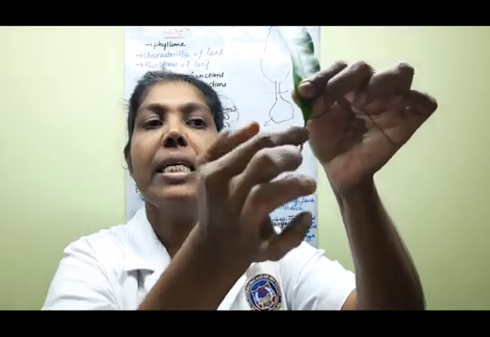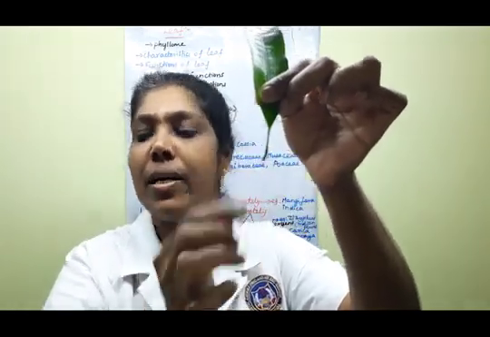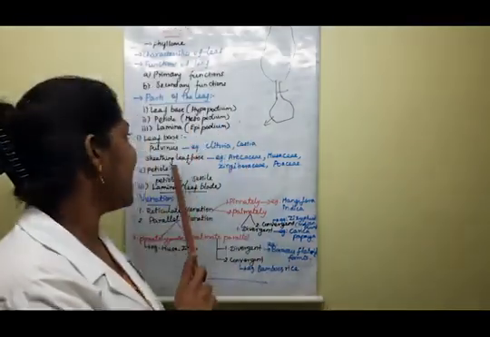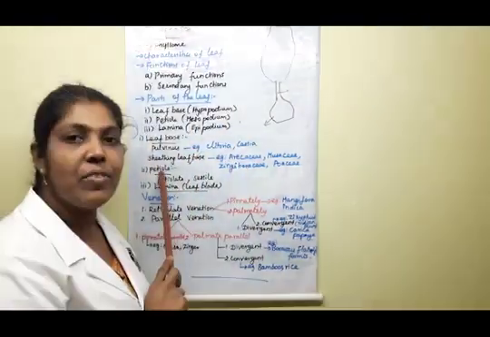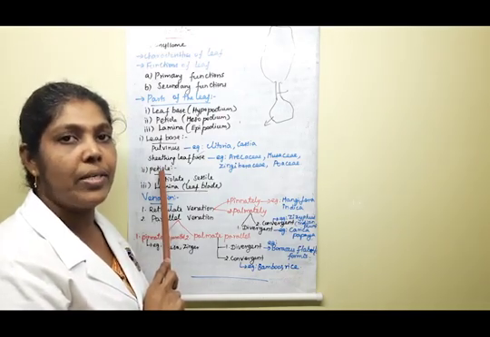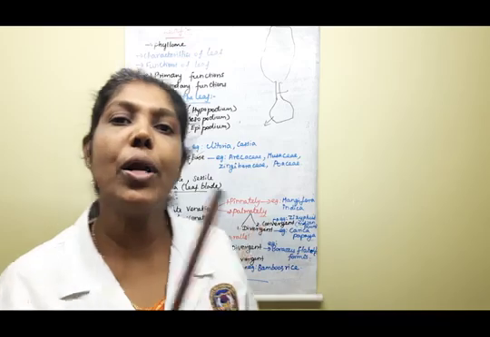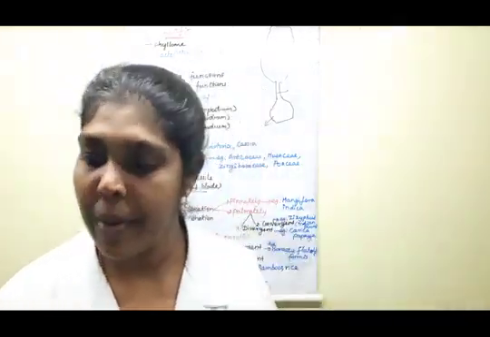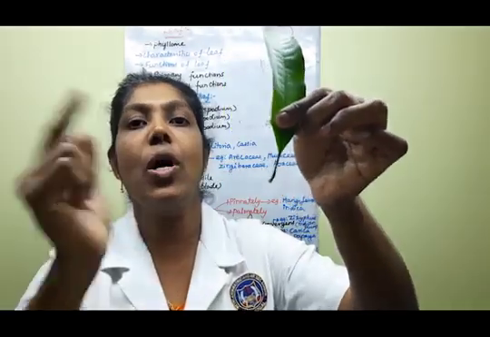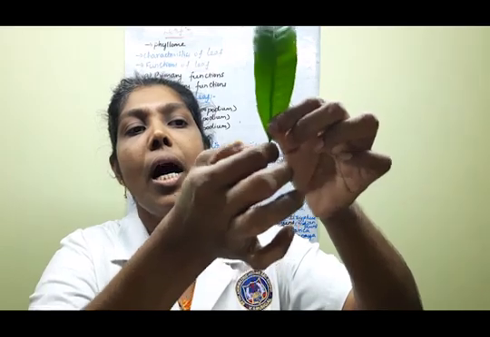Then the second part we are moving into is the stalk of the leaf. This stalk region is known as the petiole. So that's the second part of the leaf. Very good, petiole. But what do you mean by petiole? Petiole means the stalk of the leaf. Clear?